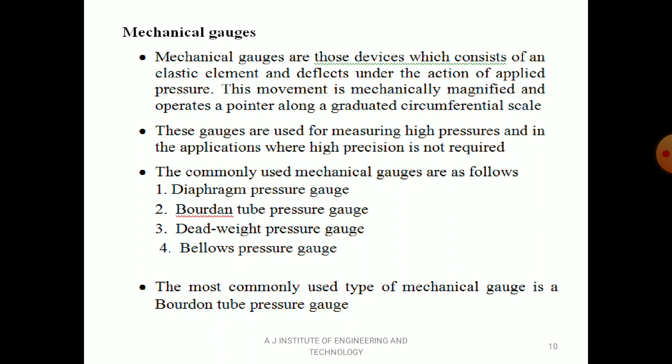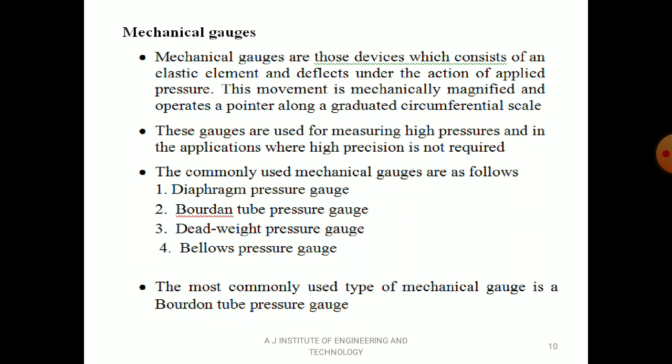These mechanical gauges can be used to measure high pressure, because manometers can be used to measure pressure that is low or medium quantity. For high pressure, there should be some device. In that case, mechanical gauges can be used. The commonly used mechanical gauges are as follows. First one, diaphragm pressure gauge. Second one, Bourdon tube pressure gauge. Third one, deadweight pressure gauge. Fourth one, bellows pressure gauge. Those are the types of mechanical gauges.